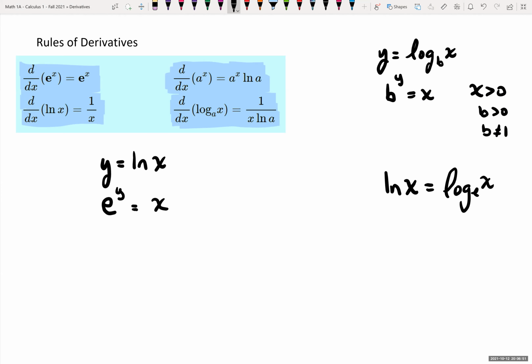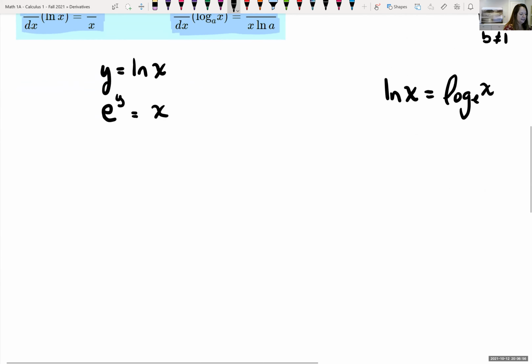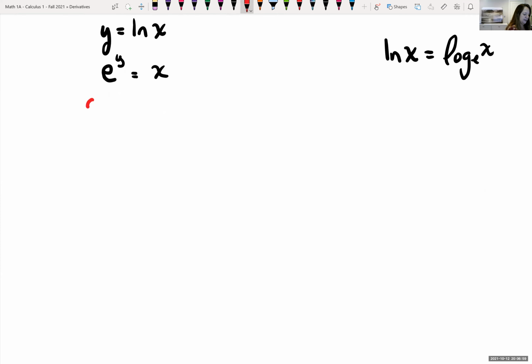And so now let's take the derivative of both sides. I'm just going to denote that I'm doing that. We're going to need to use our chain rule, but we're also going to need to use implicit differentiation, which we just talked about yesterday. So if we take the derivative of e to the y, notice that's a function of y, which is in terms of x, so we need to use the chain rule.